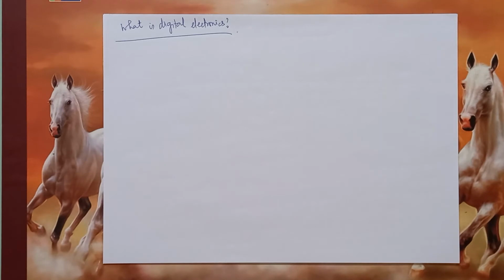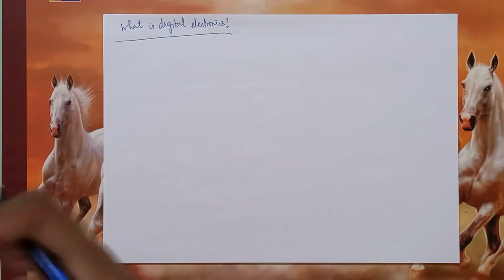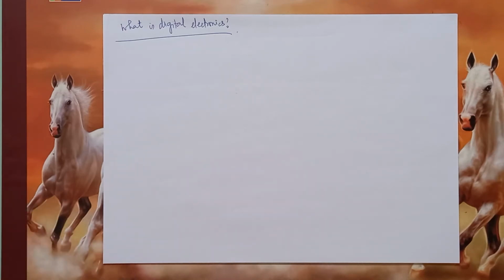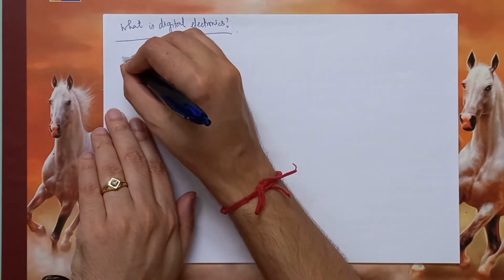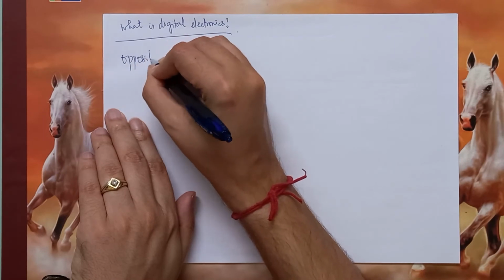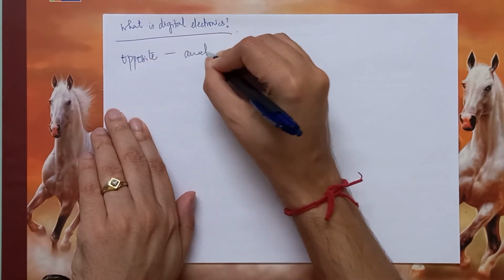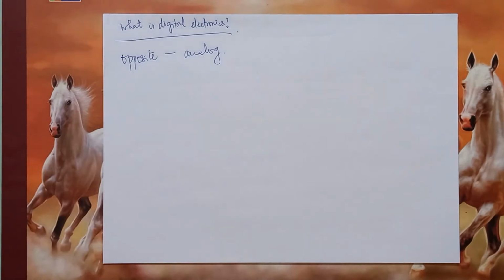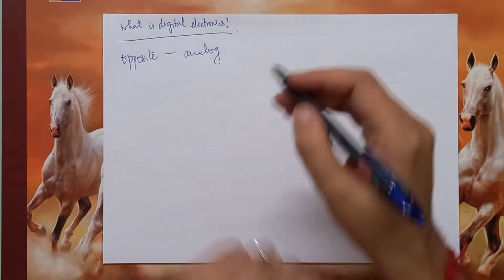So to understand digital, we must ask ourselves before that, what is the opposite of digital? The opposite of digital is something called analog. Now, an analog system is something where the electrical quantities are construed as continuous functions of time.